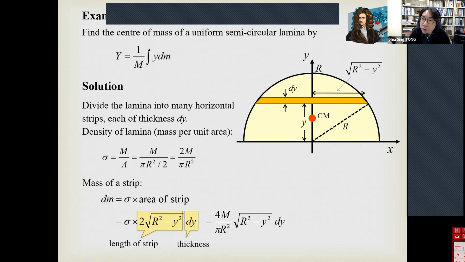So how are we going to find it? How are we going to find the dm and integrate it with the y, divided by the total mass, to get the y position of the center of mass? How are we going to do that?